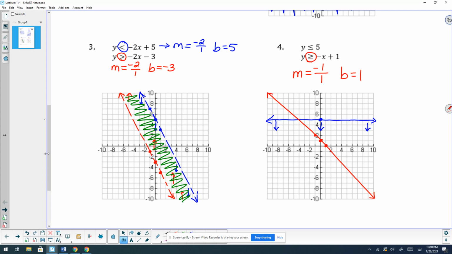And we're here. So right now I'm looking at greater than or equal to. So I'm going to shade up. And I only want to shade in the areas that my arrows are pointed at each other. So it's just going to be this section in between my two lines here.